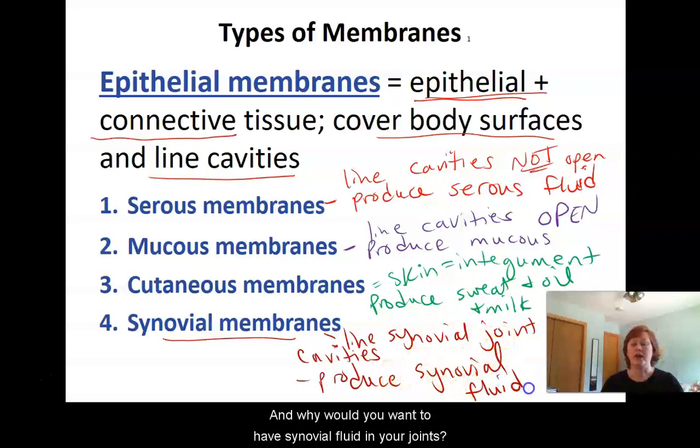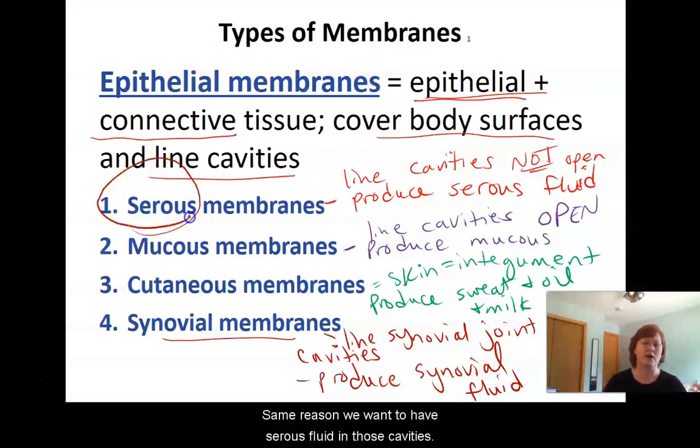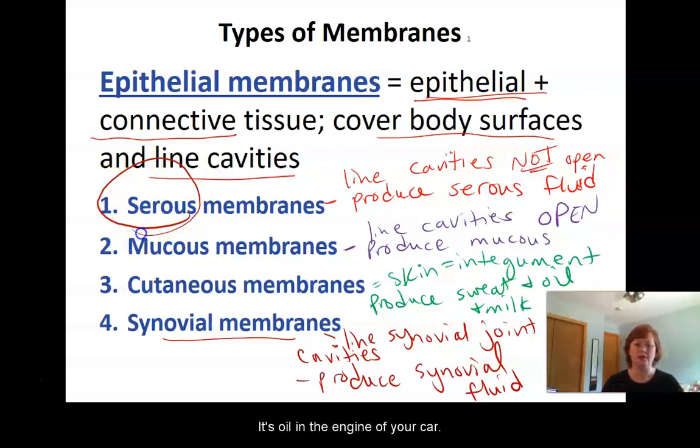Now, why would you want to have synovial fluid in your joints? Same reason we want to have serous fluid in those cavities. It's oil in the engine of your car, so we need to keep those parts moving smoothly, and therefore we need to have fluid in them.